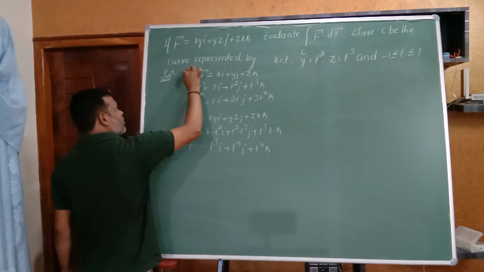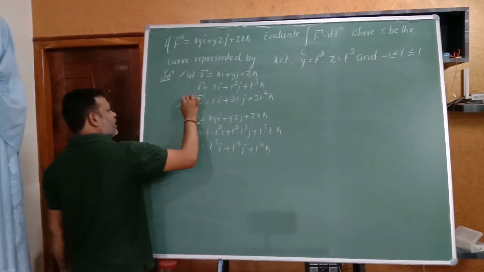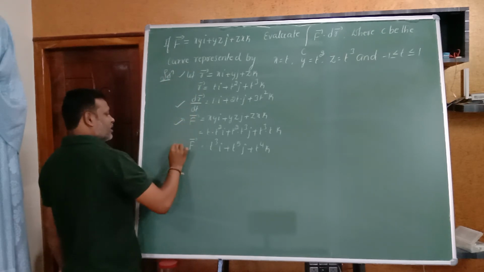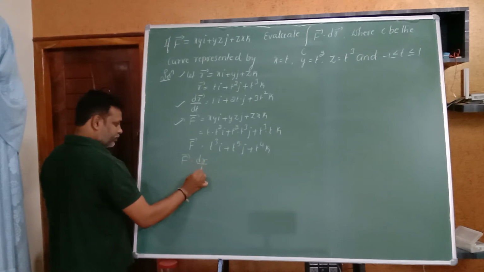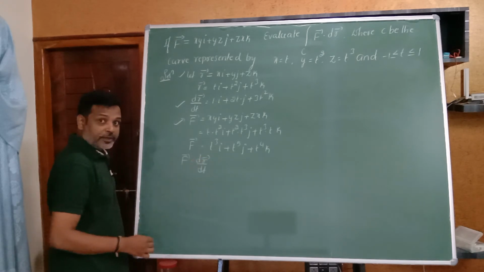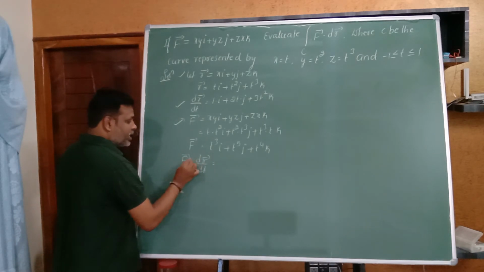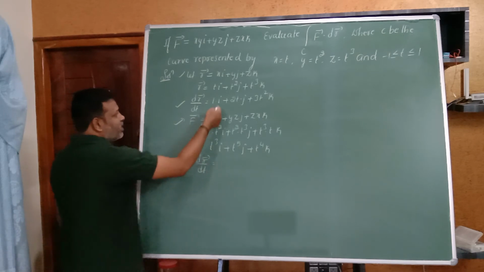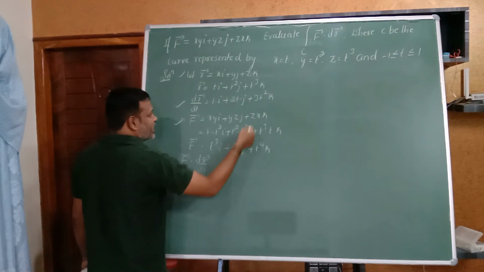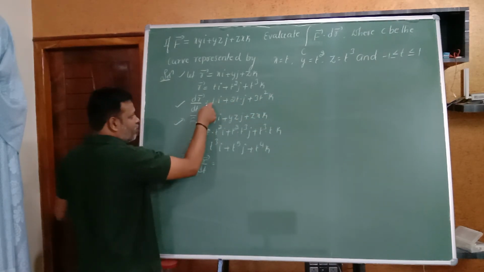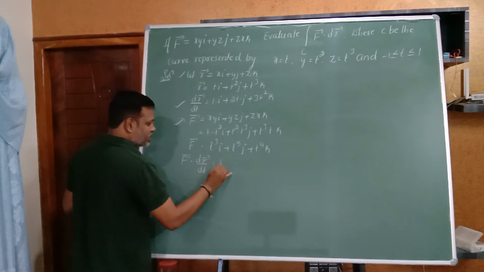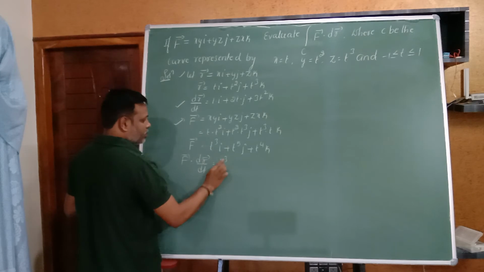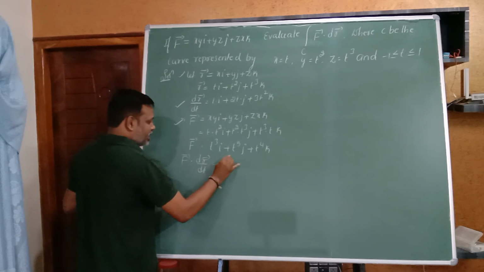So first we write down r vector, then find dr by dt, then consider the F vector. Then we write down F vector dot dr by dt. Got the point? How to get the dot product? Leave i and i, j and j, k and k, just multiply the components. 1 into t cube is t cube.